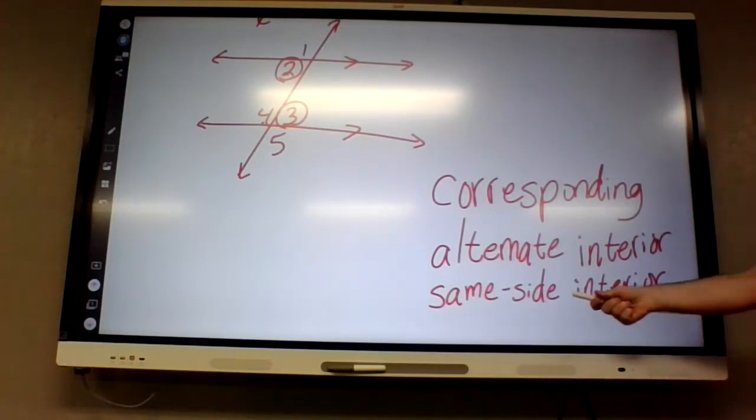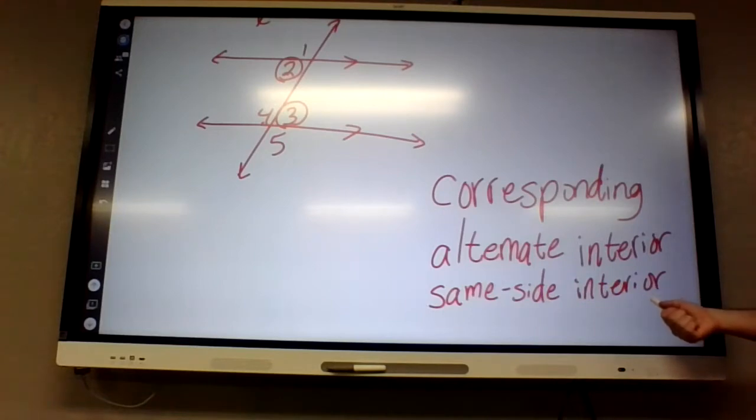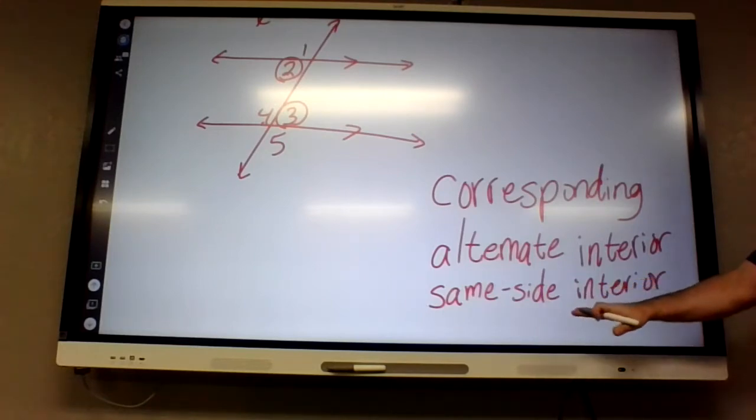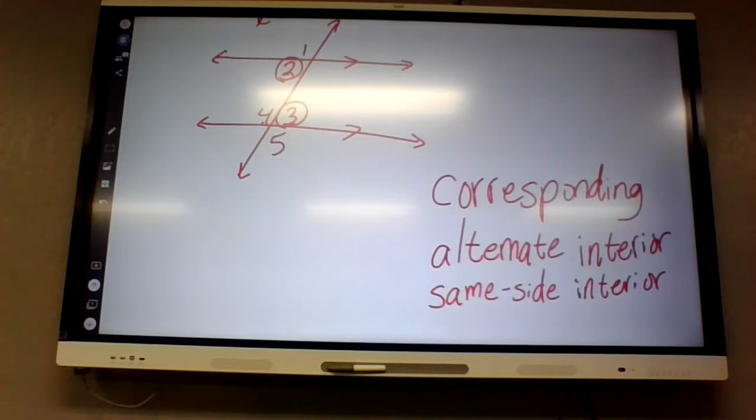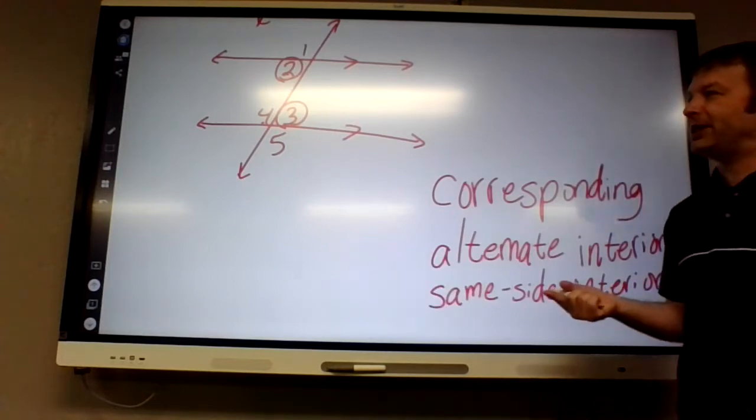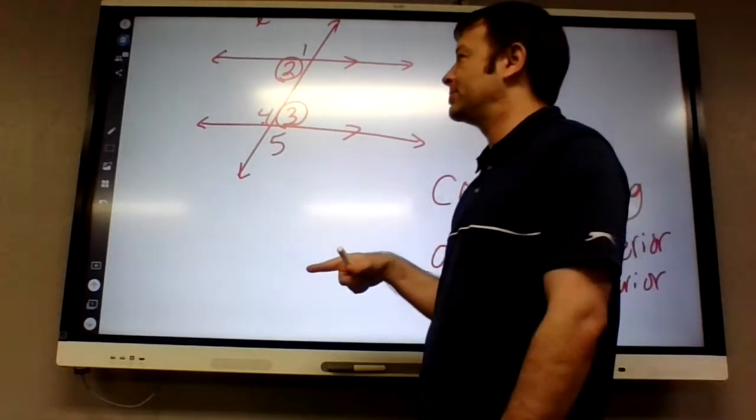So the only ones that are not congruent is the same side interior. This pair is supplementary. The only ones that we named that are not congruent. So that's what we talked about the last assignment. This assignment is kind of the same thing but saying it backwards.